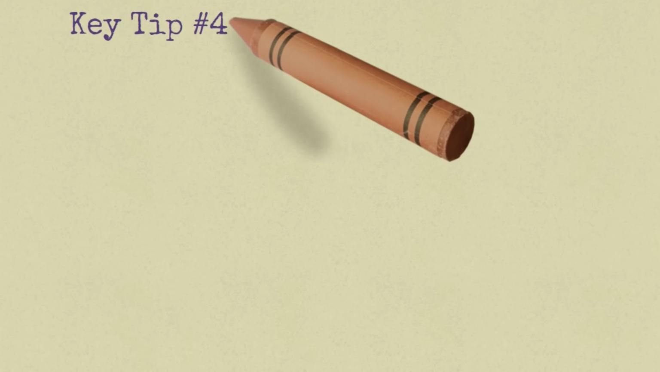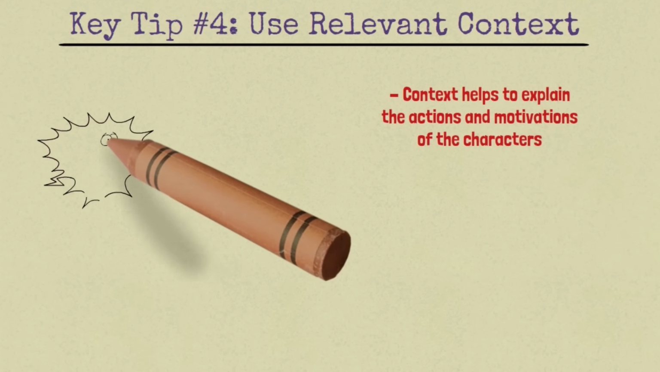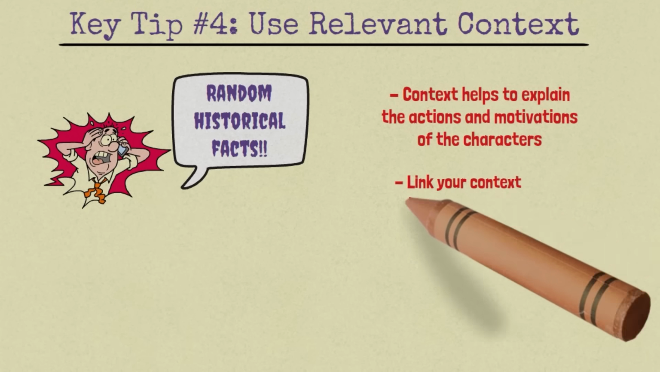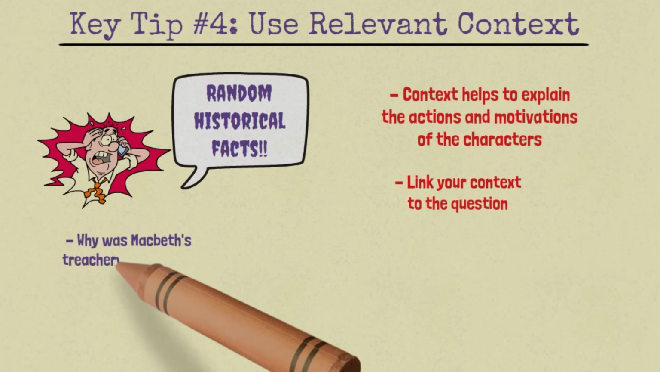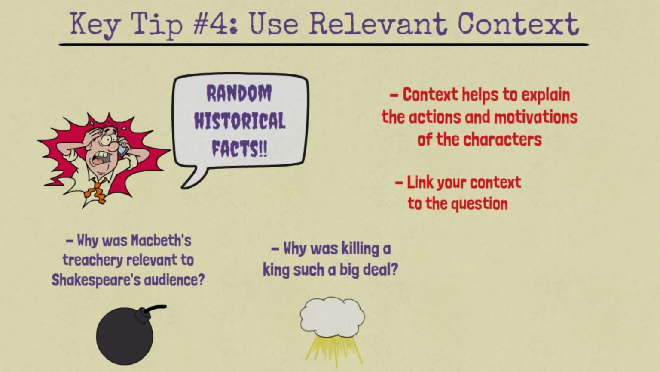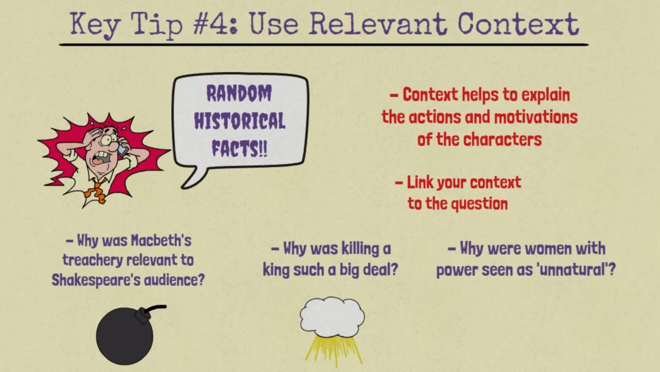We've talked a lot about context in this video, and that's because it helps us understand the actions and motivations of the characters. Don't just blurt out a bunch of historical facts though, make sure to link it to the question. For example, you can use context to explain why Macbeth's treachery was relevant to a Shakespearean audience, why killing a king was such a big deal, or how the strict gender roles of the time made women with power seem unnatural.